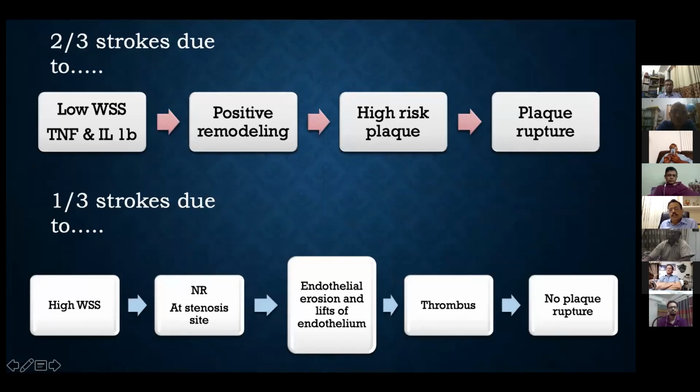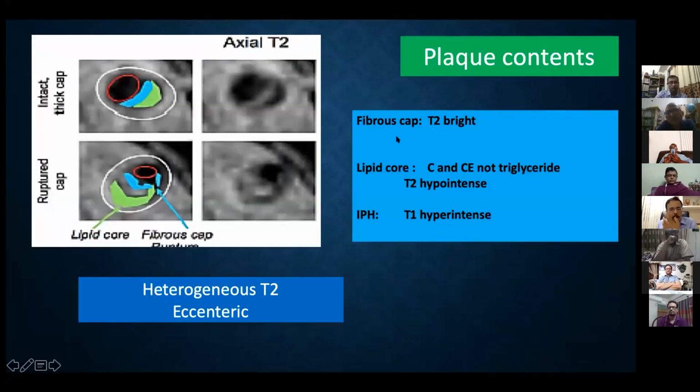So how do plaques look, and how do we study plaque architecture on vessel wall MRI? So this is the classical one. Here you can see this is the lumen. This is the fibrous cap. So this dark thing is the lumen. This brighter thing, not too bright, is the fibrous cap. And this is the fatty core in this patient. And this is the adventitia media. So we can see this is the plaque with the preserved fibrous cap in this patient.